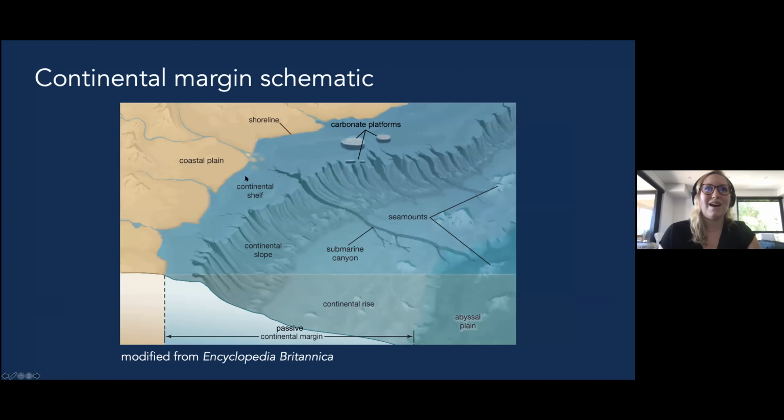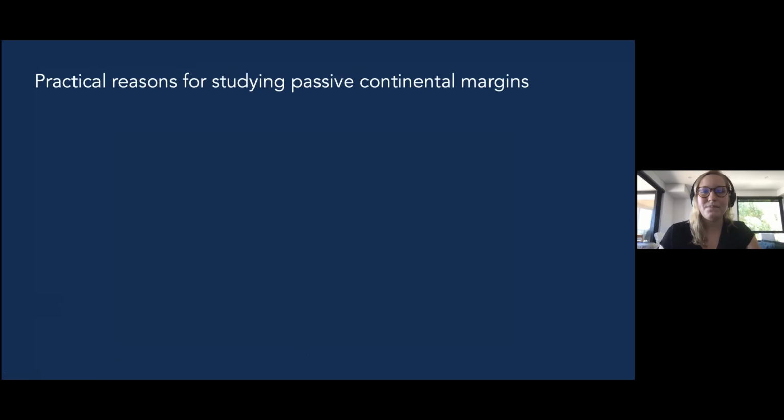And so we have the coastline, which you guys are most familiar with here on the landward edge of the margin. And then the continental shelf extends out to about 100 meters water depth, and then it plunges very quickly down to about a few kilometers depth. And this drop off is called the continental slope. And then this is rimmed by the continental rise and the abyssal plain.